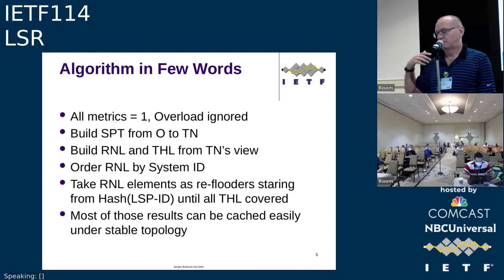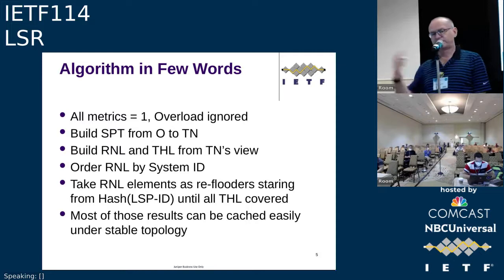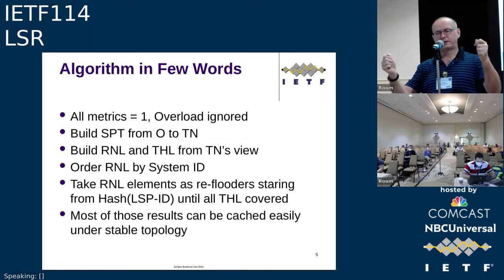So you assume all metrics are 1 on the graph. Overload is of course ignored, because you flood on overload. Then you build the shortest path tree from the originator to the transmitting node, right? And then you build the RNL and THL, this one hop and the two hop, from the view of the transmitting neighbor towards you, okay? Then you take this one hop list from the transmitting neighbor on which you are, and you order it based on system ID. Everybody does that, and here comes the delicate trick that you didn't see in the picture.